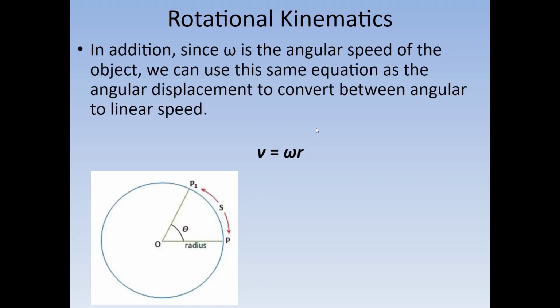So going back, I had said before that you can take all these angular terms and turn them into linear terms. So this is the conversion for linear speed and angular speed. V equals omega r. And again, unit-wise, it makes sense. This is meters per second. This is radians per second. We need to multiply this by meters so that we get meters per second on both sides. All right?